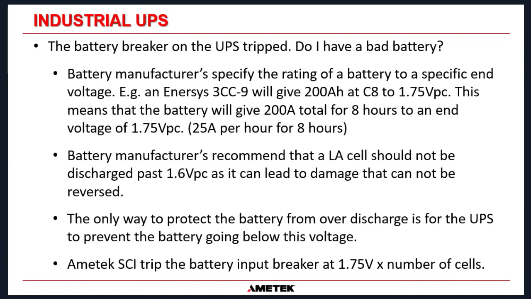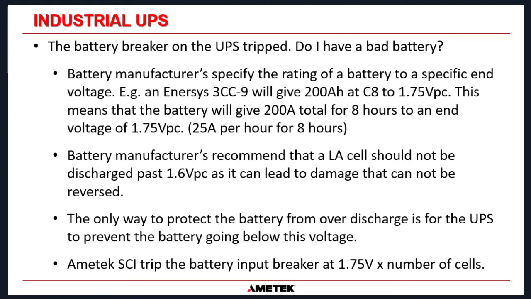Okay, so battery manufacturers recommend that a lead acid cell should never ever be discharged past 1.6 volts per cell, as it can lead to damage that cannot be reversed. Basically, it causes oversulfation of the plates, and it can be a really bad situation, especially if it is left in the discharge state for a long period of time. But all battery manufacturers recommend do not discharge a battery past 1.6 volts per cell.